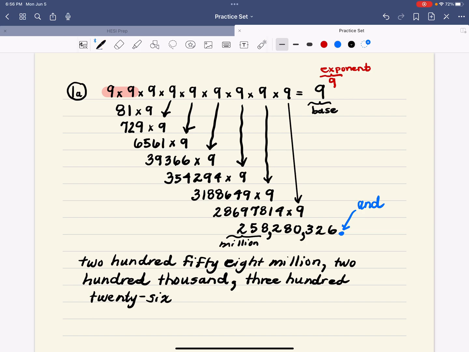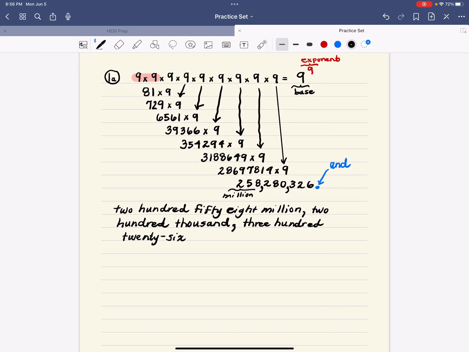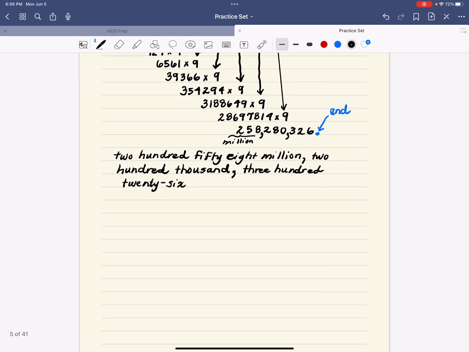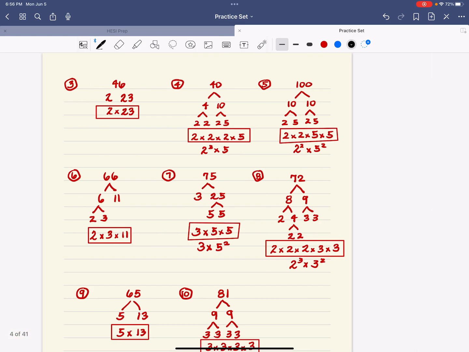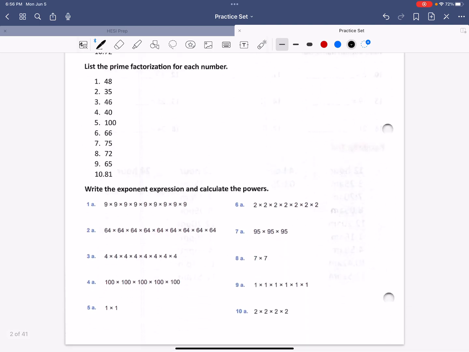Okay, now we're going to just shortcut the rest of these because that was way longer than we need it to be. So 2a, I have a base of 64. So let's count the number of times right there.